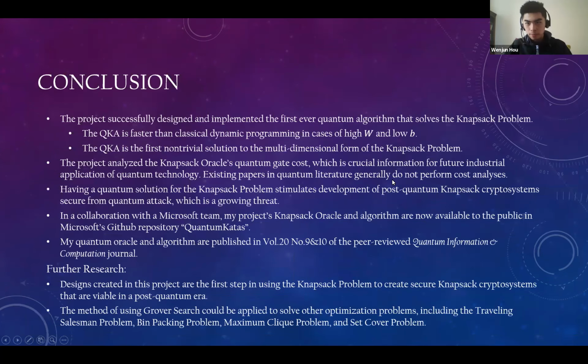And so in conclusion, I developed the quantum knapsack algorithm, which is the first quantum algorithm that successfully solves the knapsack problem. And I implemented it using quantum circuits. A lot of times in existing quantum literature, they don't actually implement it. They just write it up and have a theory. But I think it was very important to implement it, because we had to make sure that it works and that it actually functions the way you want it to, and test to make sure that it works. And so I submitted this, and it was accepted and published in volume 20, numbers 9 and 10 of the Quantum Information and Computation Journal.